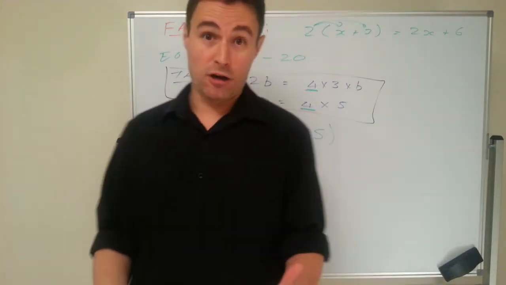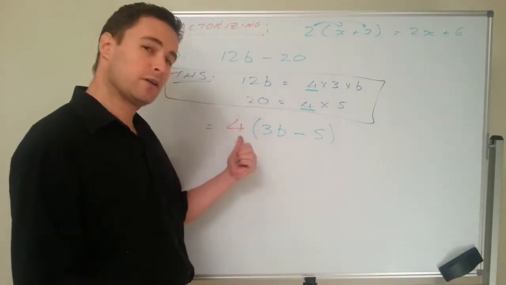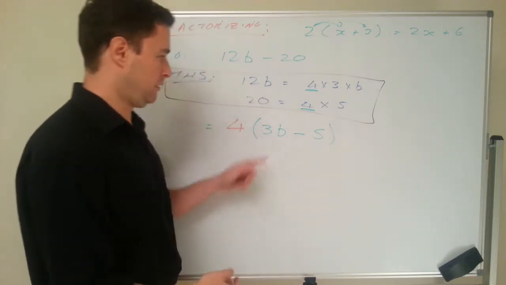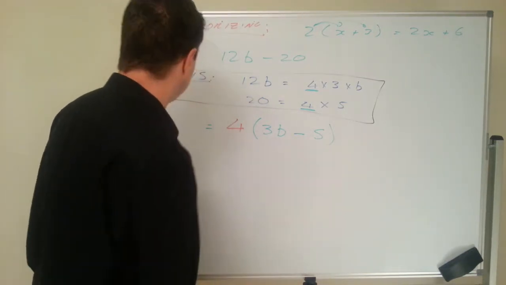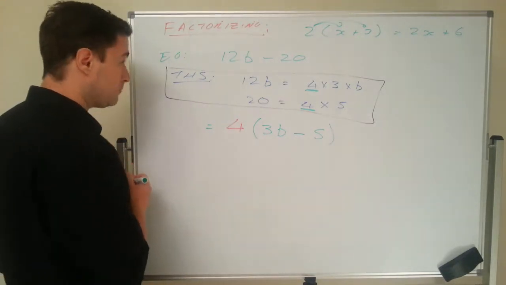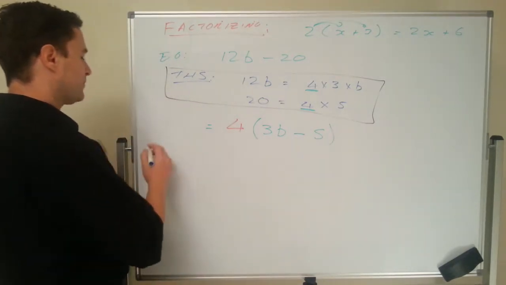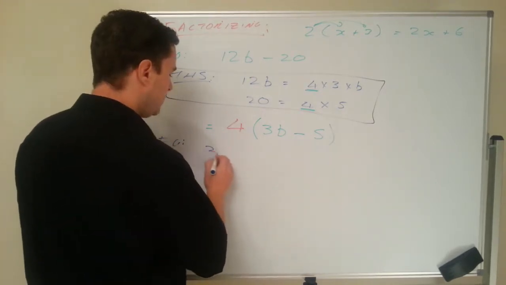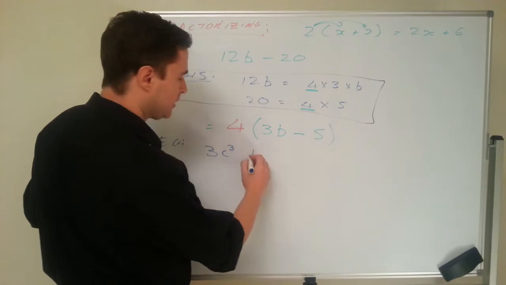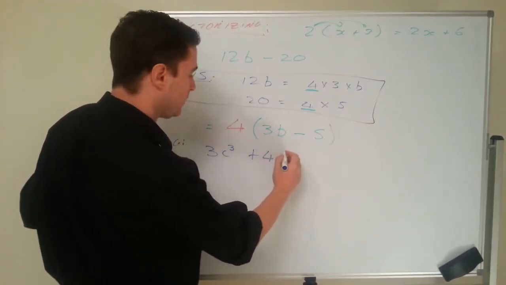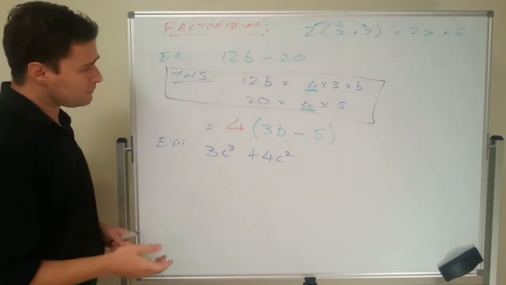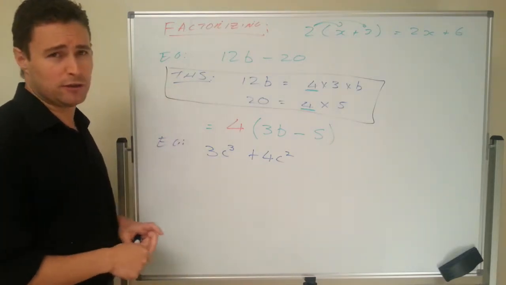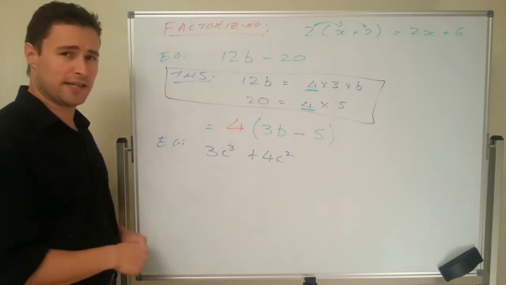There's lots more with taking out common factors, numerical common factors, numbers. But let's look at taking out a common factor that's a variable, a letter. So let's take a look at another example. I'm going to do this in blue, just to change up colors. Let's take a look at 3c cubed plus 4c squared. I'm rushing this a bit because this is a video blog. You can go and do it slowly in your own time, but I'm going to go to the next thing.